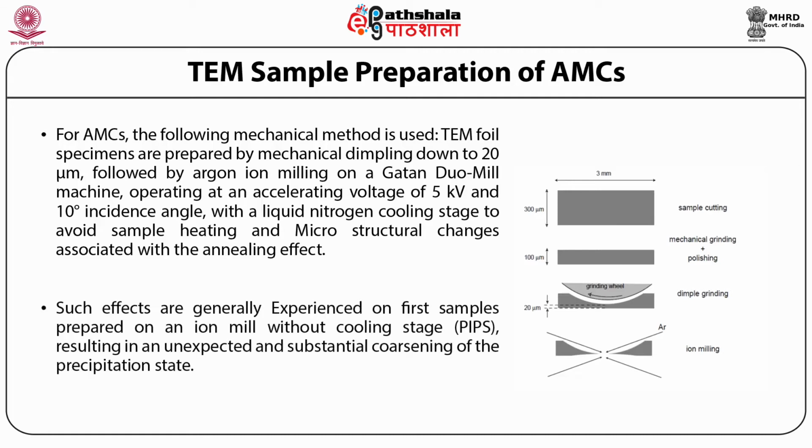Such effects are generally experienced on first samples prepared on an ion mill without cooling stage, that is the PIPS, resulting in an unexpected and substantial coarsening of the precipitation state.